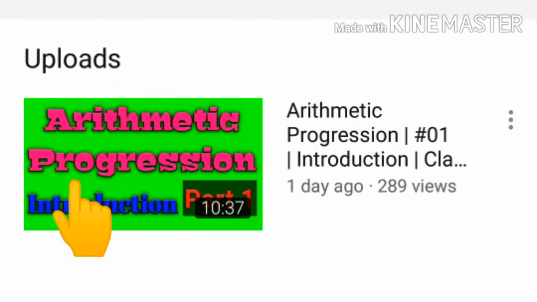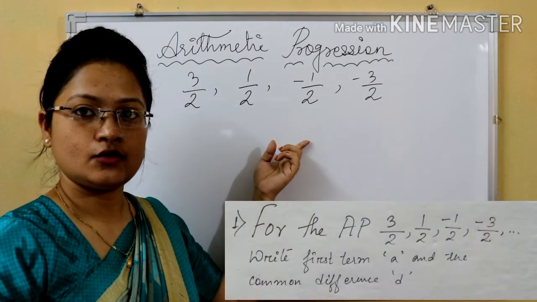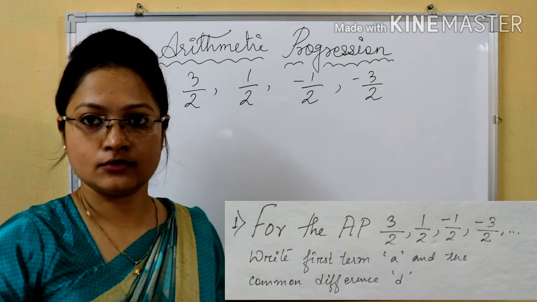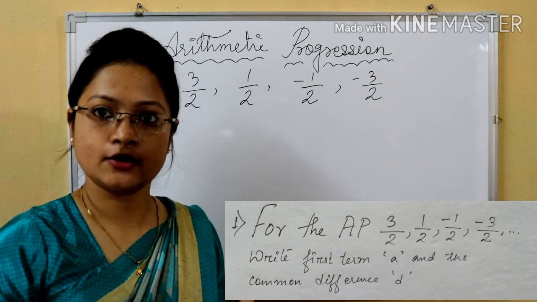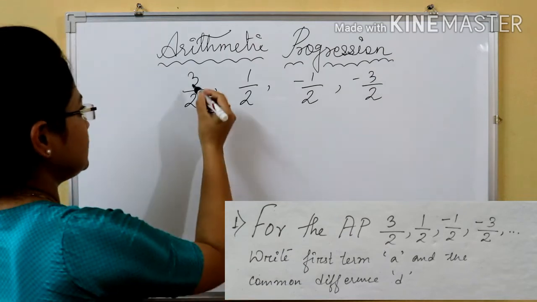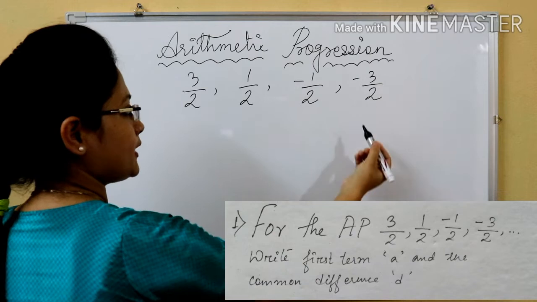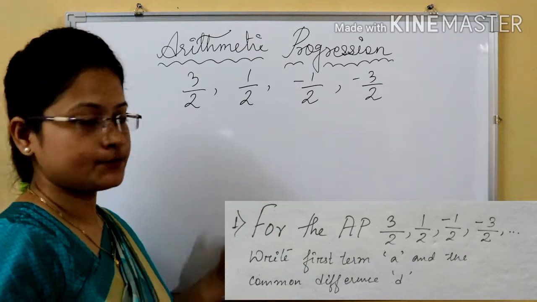In my last class, we discussed what an arithmetic progression is and how to find the common difference of an AP. Let us solve some examples today. For this AP, we are asked to write down the first term and the common difference. Here, 3 by 2, 1 by 2, minus 1 by 2, minus 3 by 2 is the given AP.